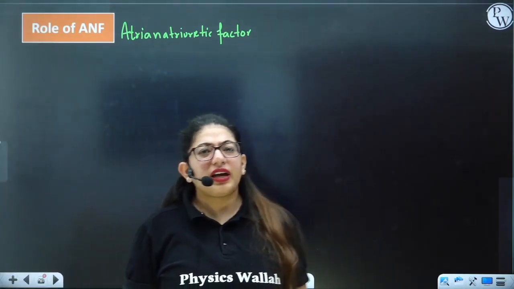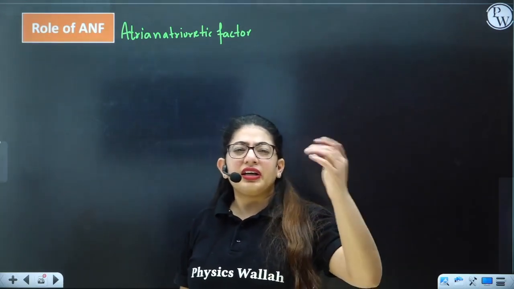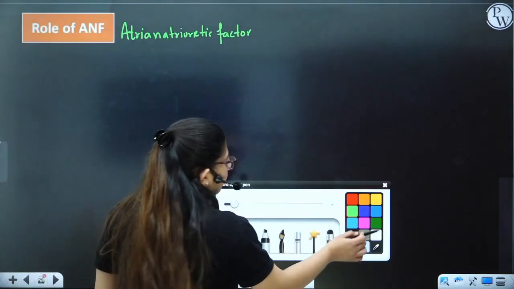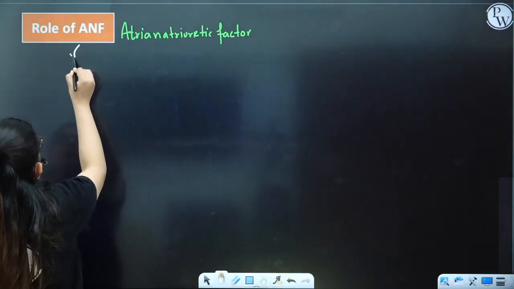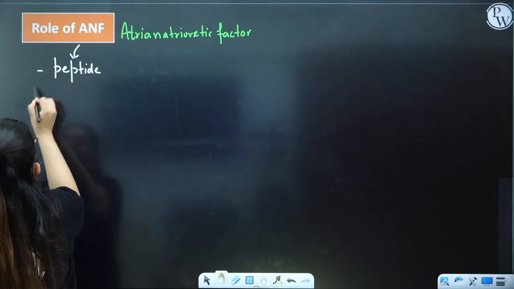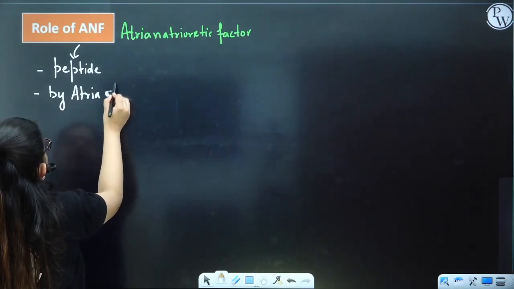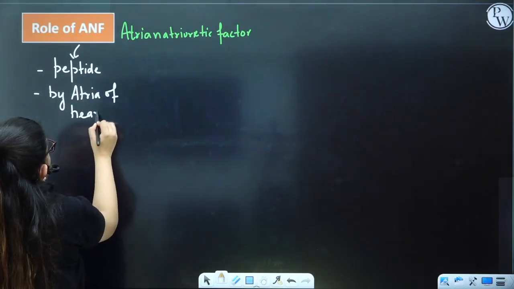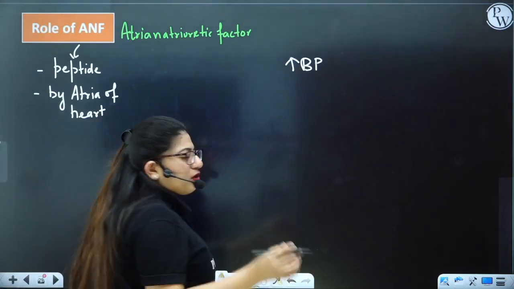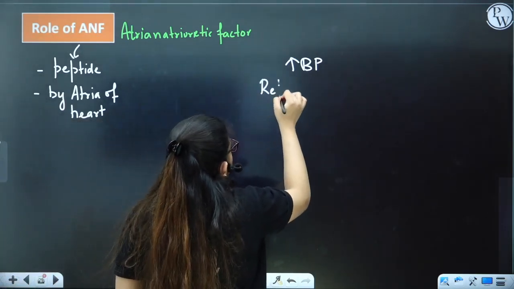that helps in the regulation. So regulation can be both ways: increase GFR, decrease GFR, increase in water loss, decrease in water loss. So this atrial natriuretic factor is a peptide secreted by atria of the heart. Whenever there is increase in blood pressure, the atria will get to know because the blood flows there. There will be release of atria.